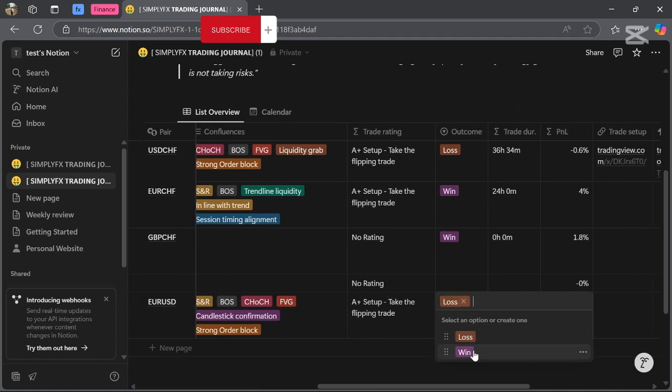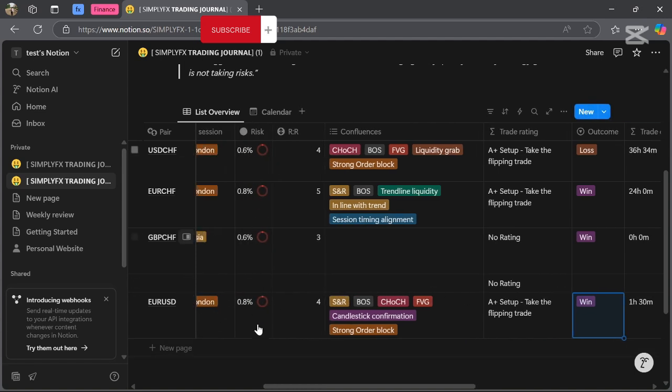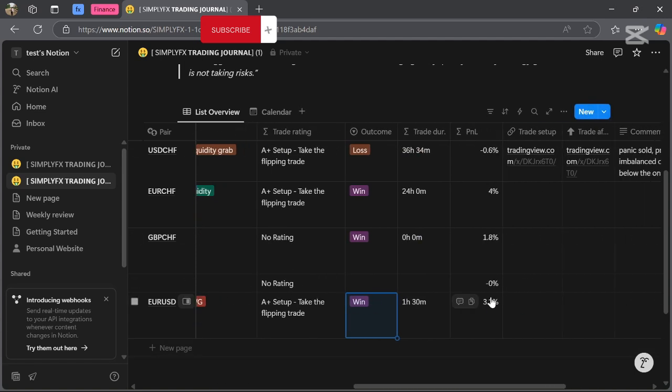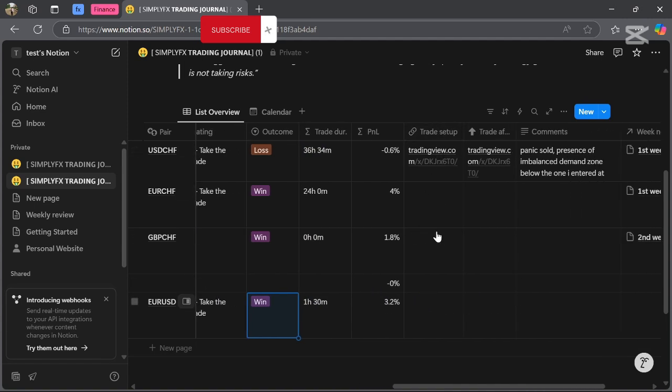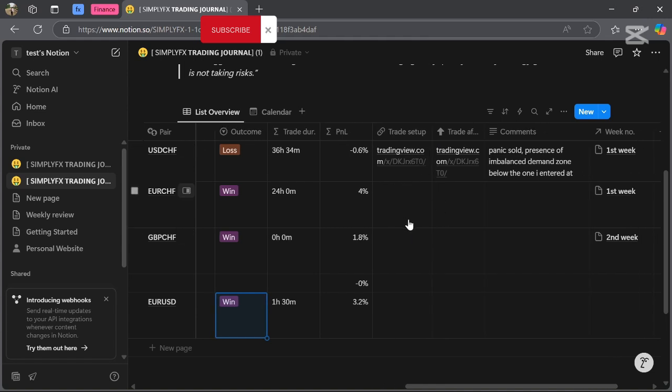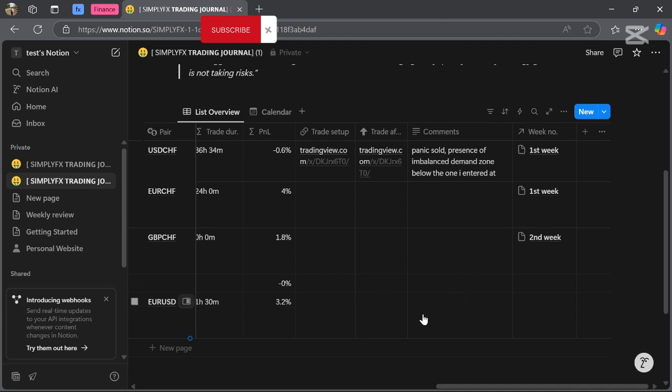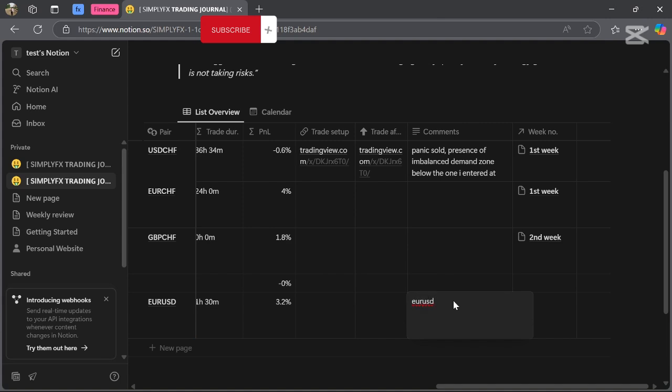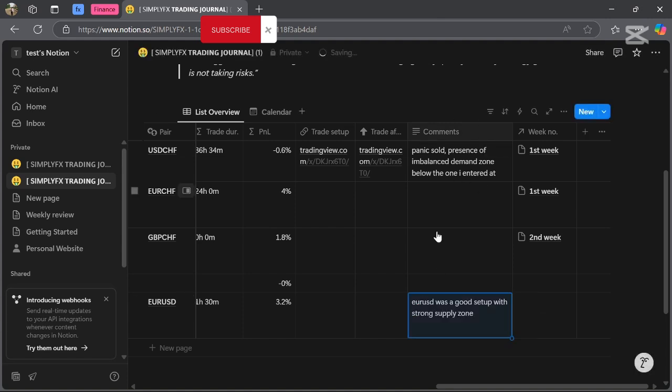But if we change it to a win, it multiplies our risk by our risk to reward ratio to get our P&L. This trade setup field is just where we copy our TradingView link, the picture, and we paste it here, and any comments we have. Let's say USD was bearish, so a good setup. It's just any other additional information you think you want to add here. Was a good setup with strong supply zone. So this comment is just for you to put any additional information.